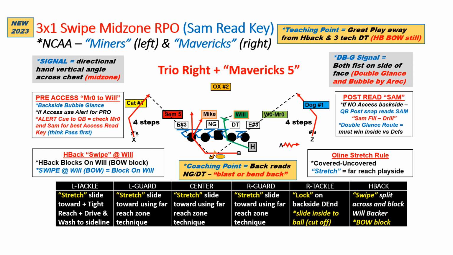Another bonus to running swipe mid-zone is it's a great play to run to the open side away from the H-back. Again, he would still just use his bow block, but coming from the back side, nothing changes. We're still going to read the Sam. He fills, C gap on in. We drill the glance. He sits or fills out in the D gap. We're going to give it and run this as an off tackle play.